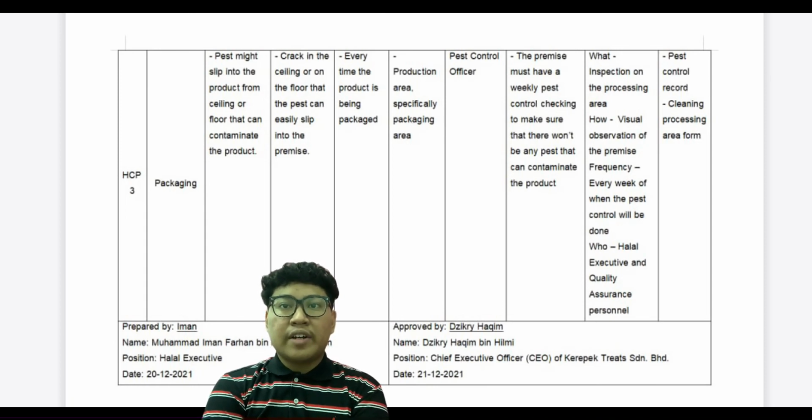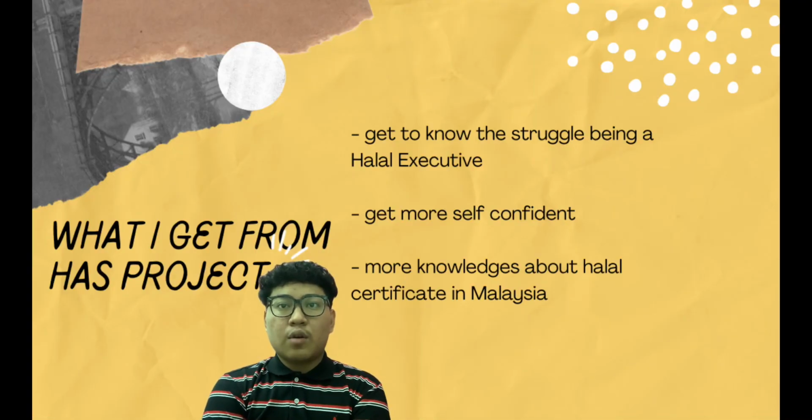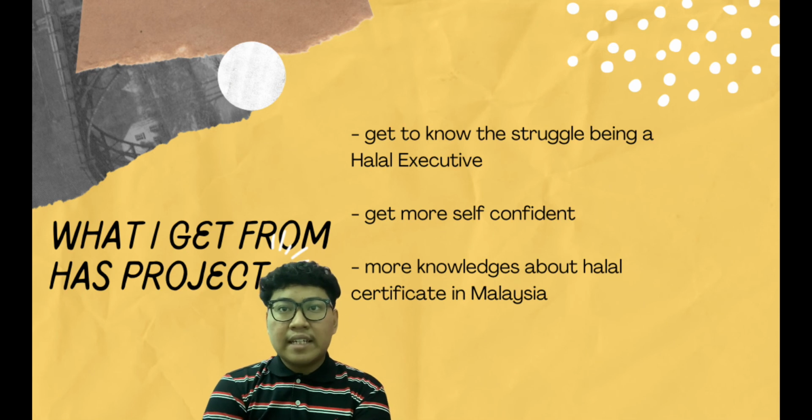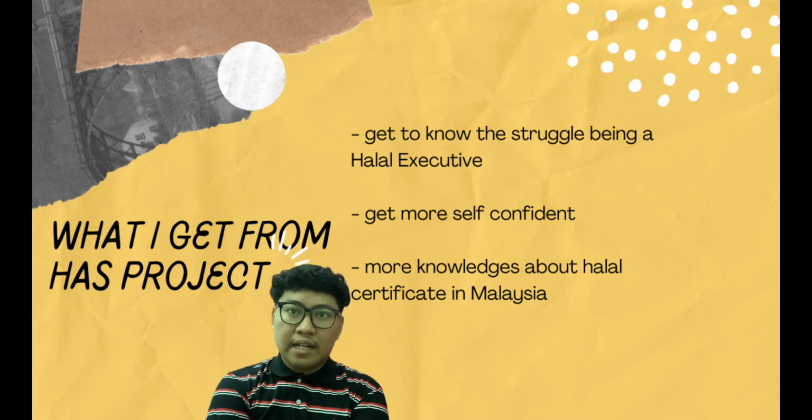We can check records like the pest control record and the cleaning processing area form to see whether the pests are being controlled or not. Last but not least, what I got after completing the HAS manual project is that I got to know the struggle of being a halal executive. I realized that it is not easy to control every aspect of halal in the company, and as a halal executive, we must always think about solutions if anything happens in the company.